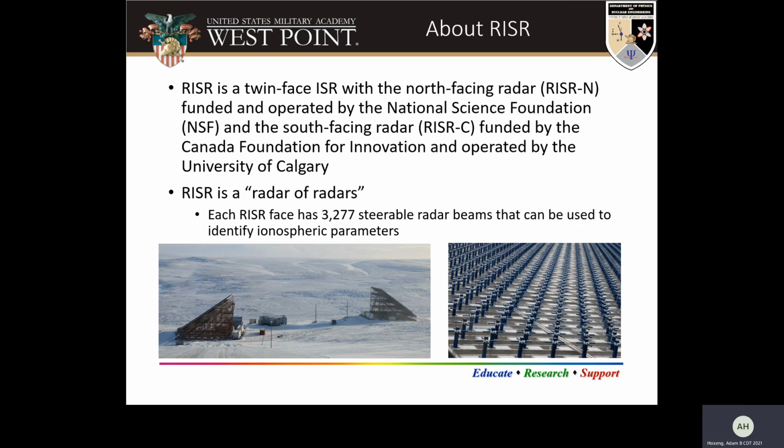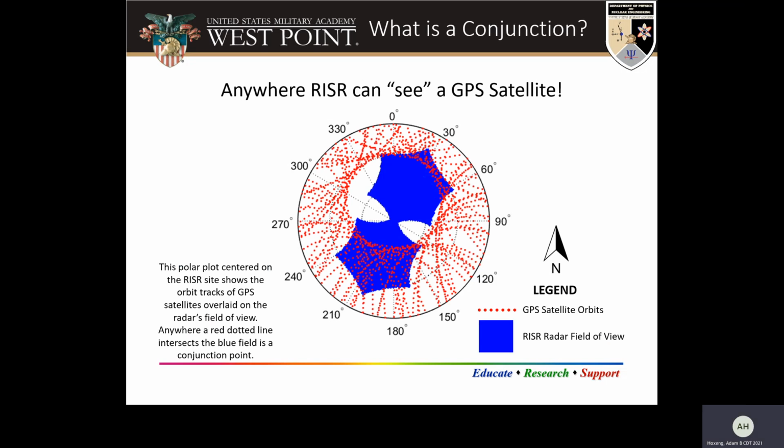RISR can be thought of as a radar of radars. Each of the two RISR faces contains 3,277 individual steerable radar beams that can independently study various ionospheric parameters. You can see a close-up of the RISR-C face in the bottom right photo, where you'll notice several of the individual radar beams. The fact that RISR provides several thousand individual radar beams makes it an especially great tool for studying ionospheric parameters that can cause inaccuracy in GPS signals.